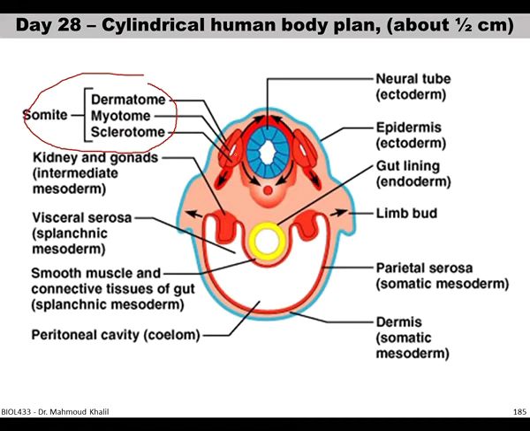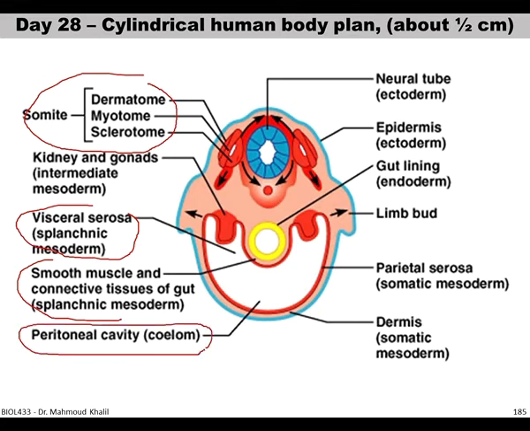The kidney and gonad start to appear, coming from the intermediate mesoderm, while the visceral serosa is derived from the splanchnic mesoderm, and the smooth muscles and the connective tissue of the gut are derived from the splanchnic mesoderm as well. The coelom gives the peritoneal cavity, the cavity which surrounds the internal organs.